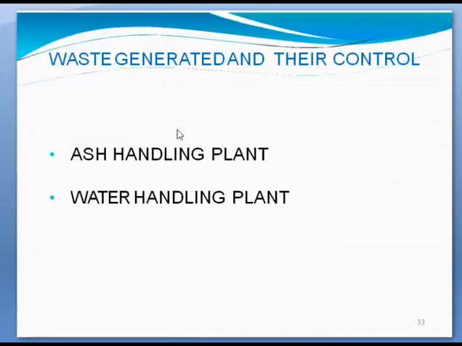As we know, coal has a large quantity of ash, so after combustion a huge amount of ash is generated. To handle it, a separate ash handling plant is used. Similarly, the water treatment plant is also an important part of a thermal power plant.